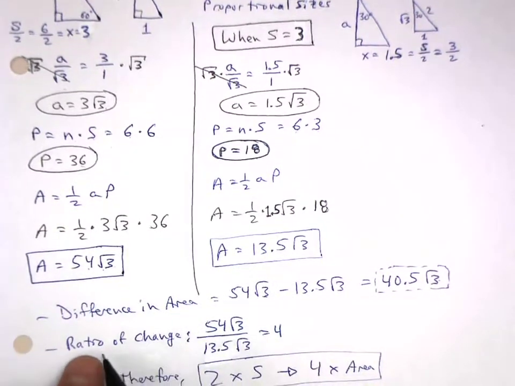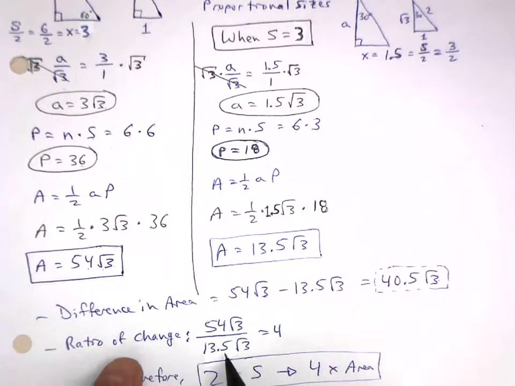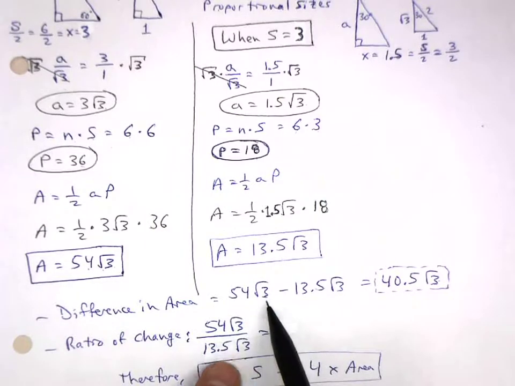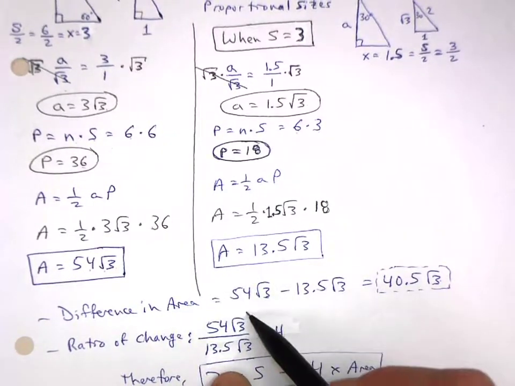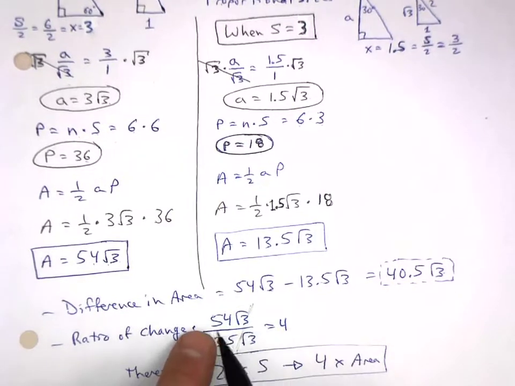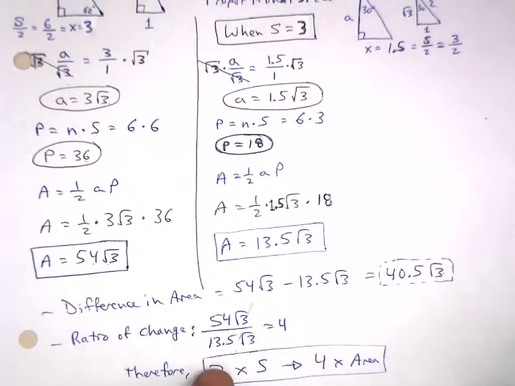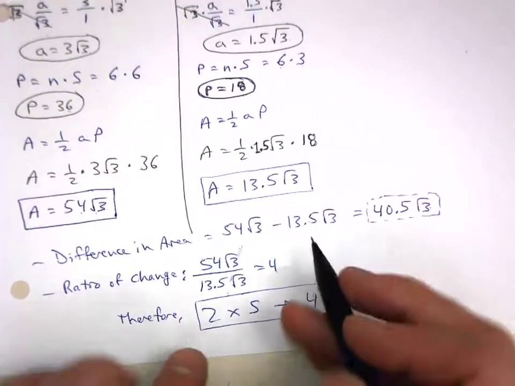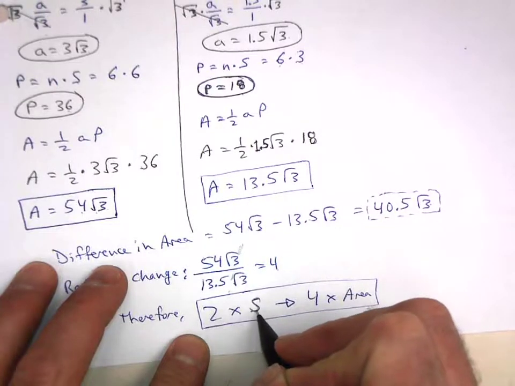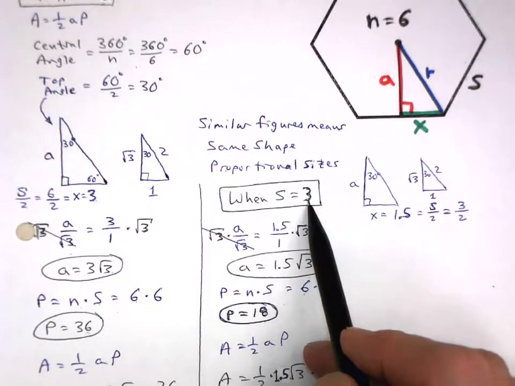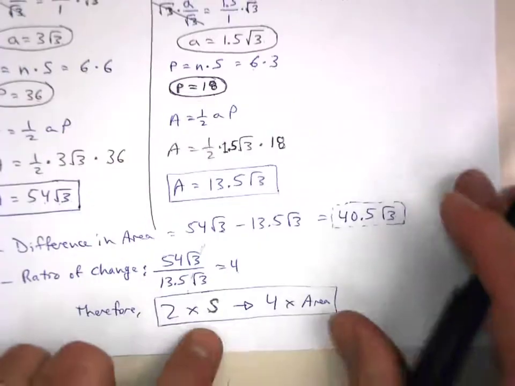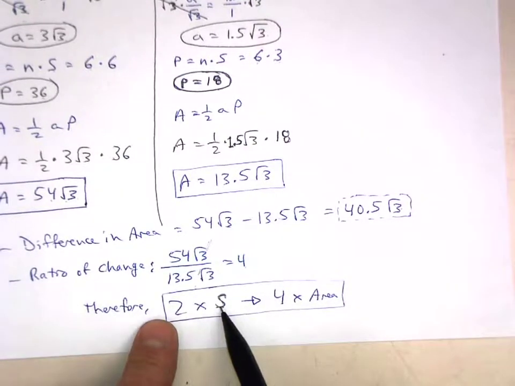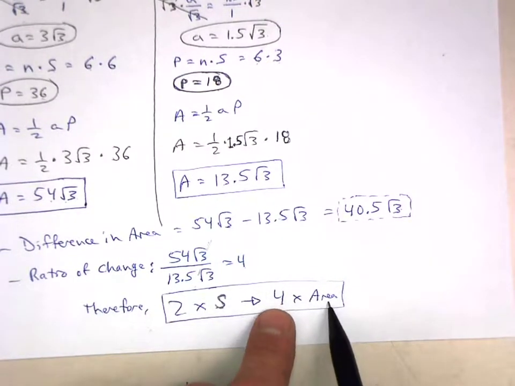Or they could ask you for the ratio of change, and this one we did do in class. So if you had the larger one on top, 54 square root of 3, and the smaller one underneath that, of course these square root of 3s would cancel out. And so 54 divided by 13.5, according to my calculator, is 4. So what does that tell us? It tells us that when we multiply the side length by 2, we went from 3 up to 6, then the area becomes multiplied by 4. So you double the side length, and it results in quadrupling the area.